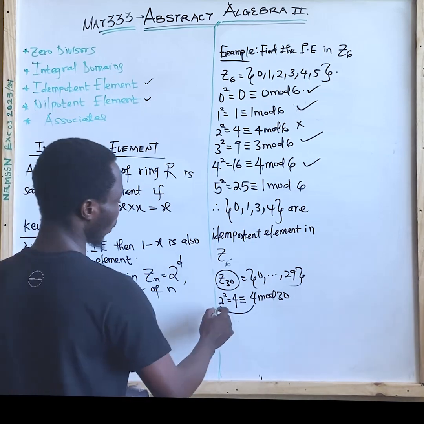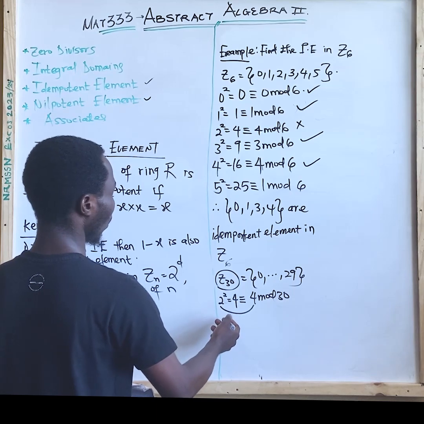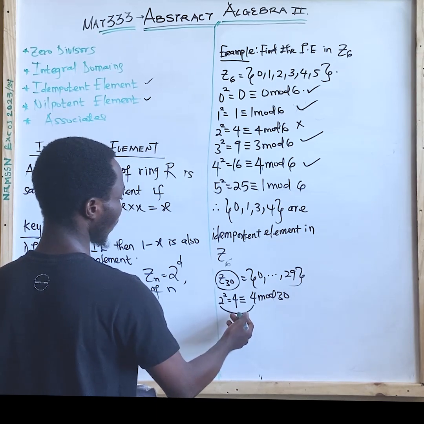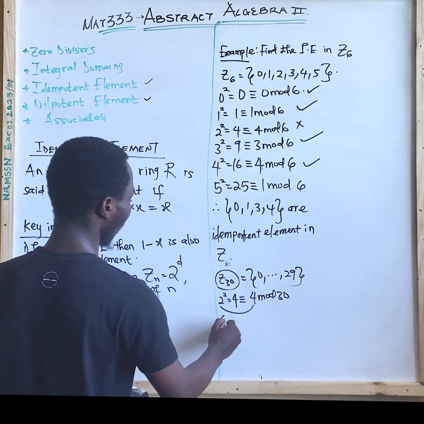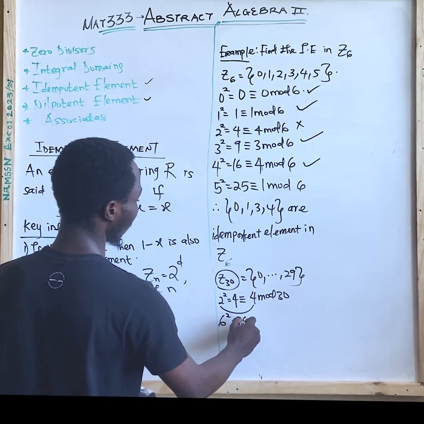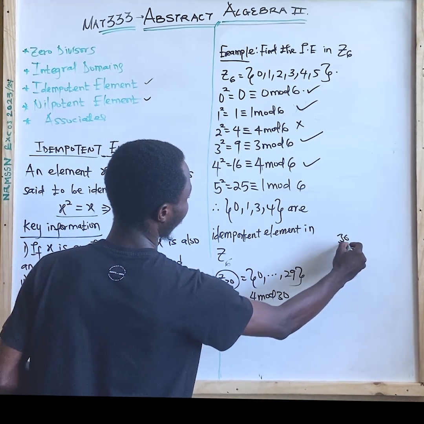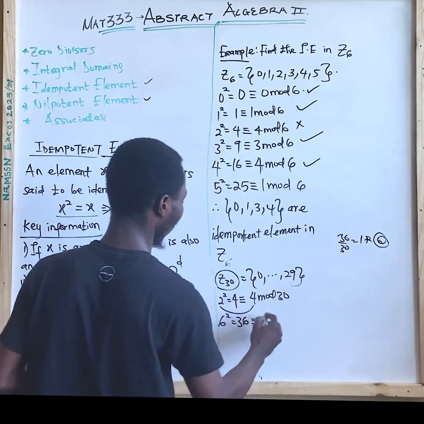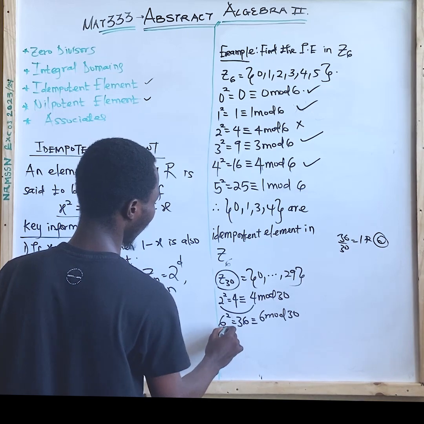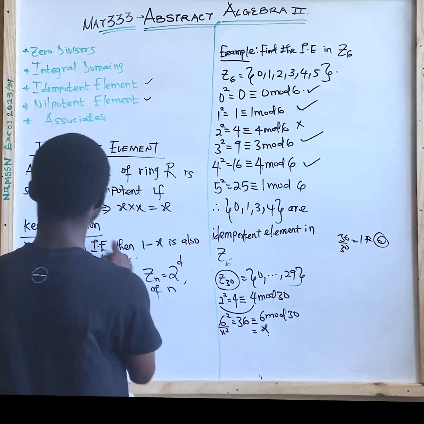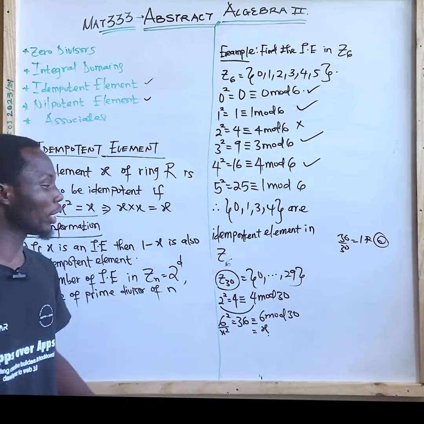So 2 is not. 3 will be 9, that's 9 mod 30. 4 will be 16, that's 16 mod 30. 5 will be 25, that's 25 mod 30. So 6, that's 36. 36 in 30 will be 1 remainder 6. So I'm picking my remainder. That's 6 mod 30. So you can see that the x squared equals x definition holds here. So 6 is there.